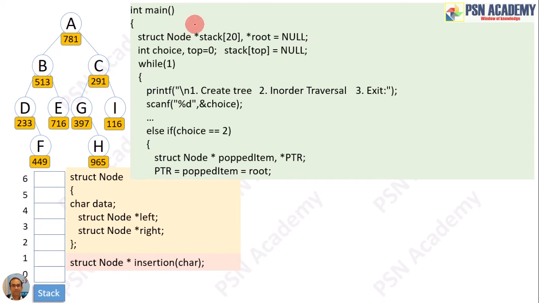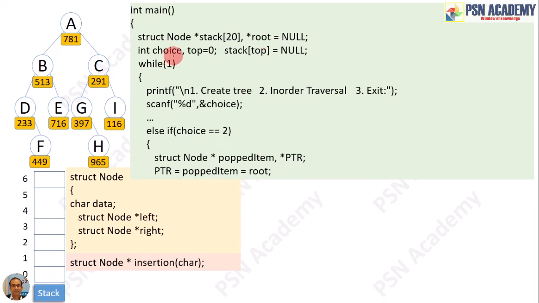As we have done in the case of pre-order traversal, we are using the same code here. Here is a stack with size 20. Here we have taken 7 cells only because this stack is enough to hold a small tree like this. You set root to null. The duty of the root pointer will be pointing to the root of the tree.